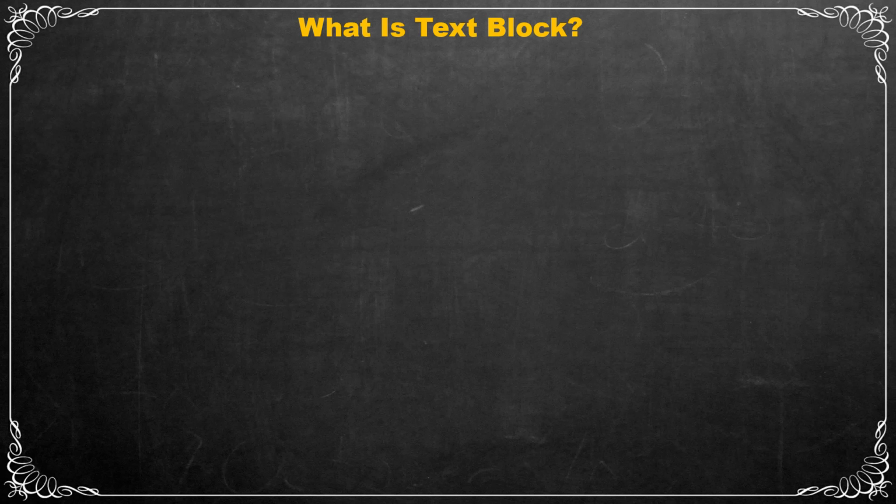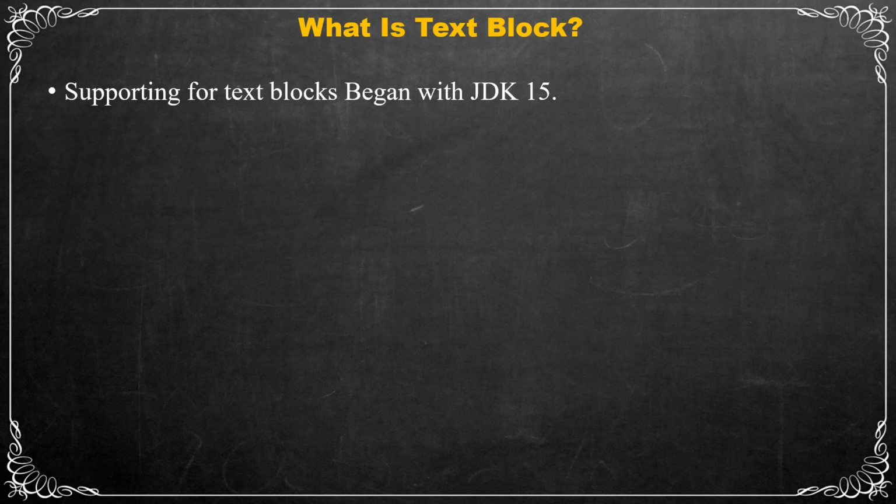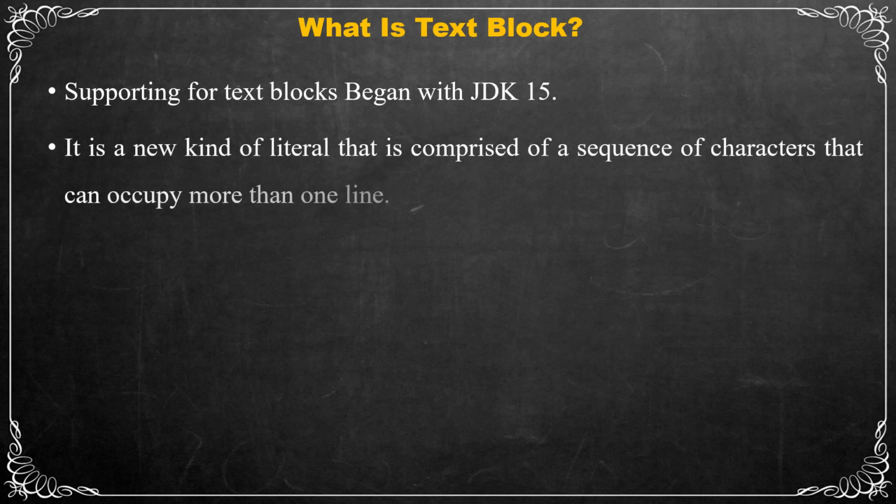Beginning with Java 15, Java provides support for text blocks. A text block is a new kind of literal that is comprised of a sequence of characters that can occupy more than one line. It is useful when creating long string literals because newline characters can be used in a text block without the need for the \n escape sequence.